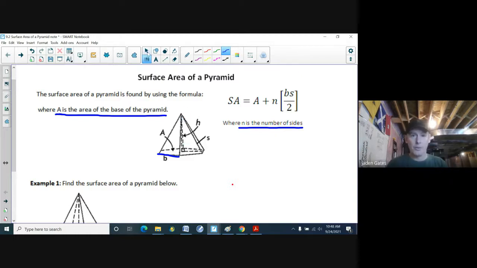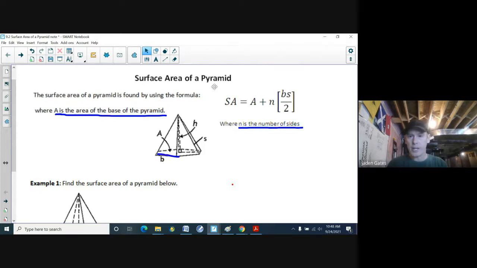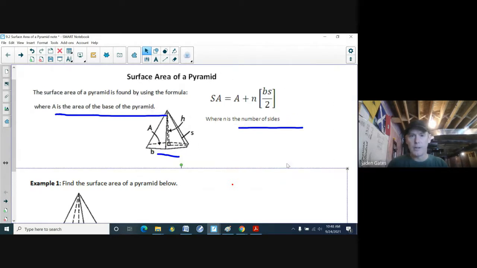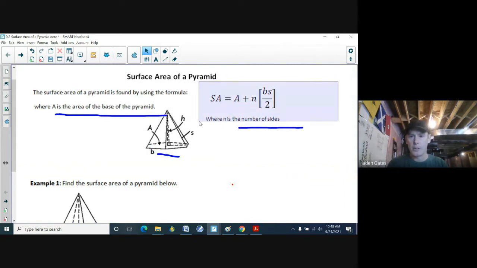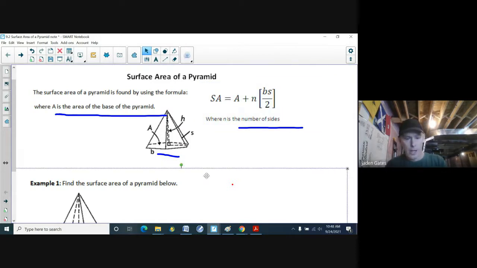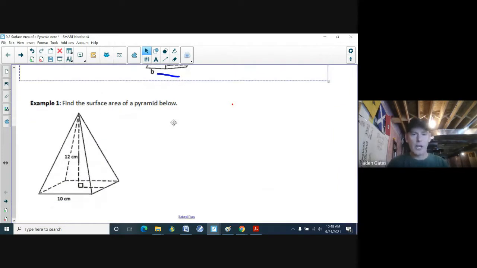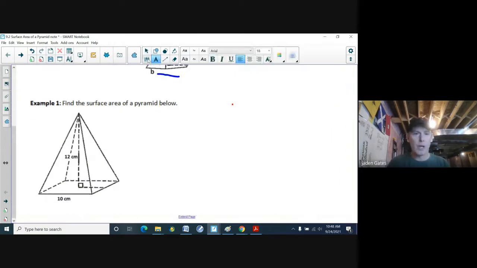Let's see if I can move this formula. I want to copy it. See if I can copy this thing. Oh, it's not happening. All right, so again, I'm going to write out the formula because we are finding the surface area of the pyramid below. Now, I've messed this up a little bit. There should be these little marks, and hopefully you remember what those marks are all about.